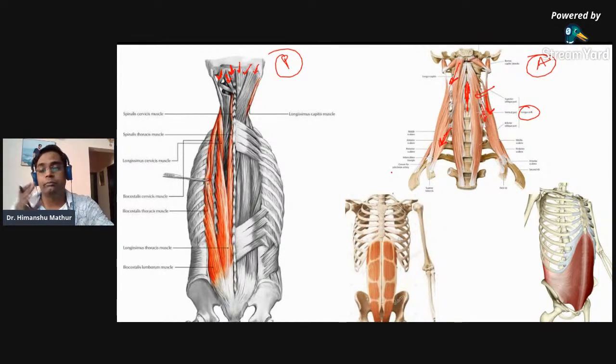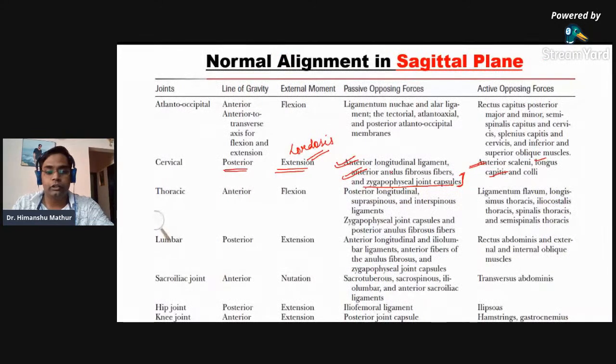Although the plumb line, or the line of gravity, always passes posterior to the cervical lordosis. Talking about the thoracic spine, I've already told you that it passes anteriorly. That is why it favors a deflection moment, and this is the reason why we have a more stabilized kyphosis at the thoracic spine. Now, the structures that counteract this are the PLL, posterior longitudinal ligament, supraspinous ligament, and interspinous ligaments also. So there are three ligaments that counteract. These are the primary restraints for the hyperkyphotic posture of the thoracic spine.